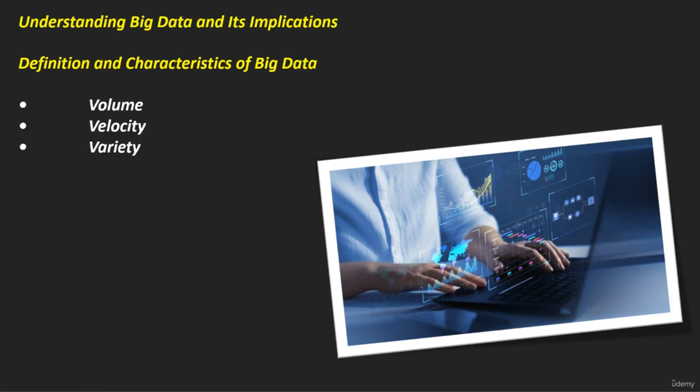Second will be velocity. Data is streaming in at an unprecedented speed. Real-time analytics allows businesses to process and analyze data as it's generated. It's enabling quick decision making, we can say here.